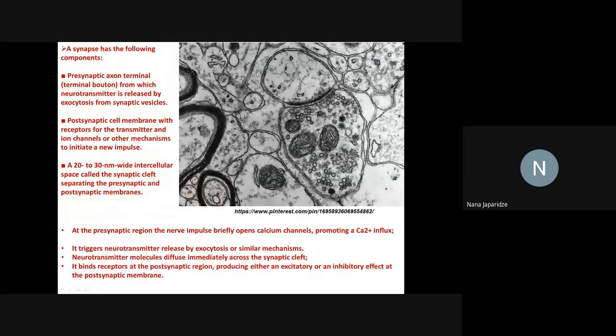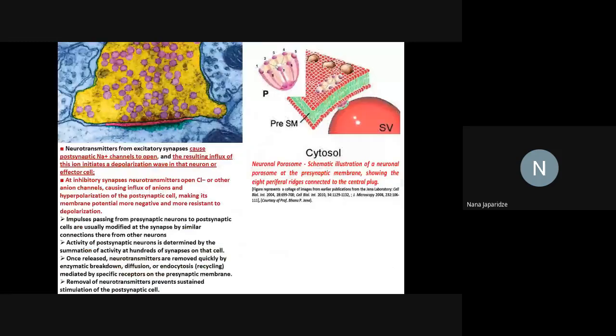Another synapse. Look, again, this is part of neuropil, of course. And you see here the presynapse with the axon and vesicles, mitochondria, and this is the postsynaptic part. And here is the schematic image of the porosome complex. Look, this is the porosome.